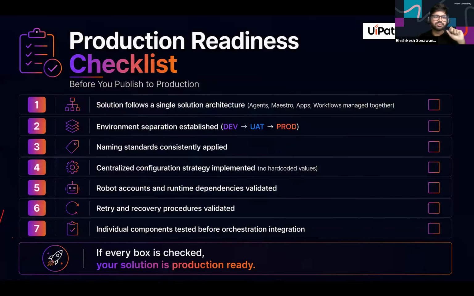Yeah, so overall, we have this checklist, which is for production readiness. And if your solution checks every one of these checkboxes, then it will be ready. So a single solution, our environment separation strategy: dev, UAT and prod. Naming convention will follow. We'll be having a demo following this, and we'll look at the naming standards there.